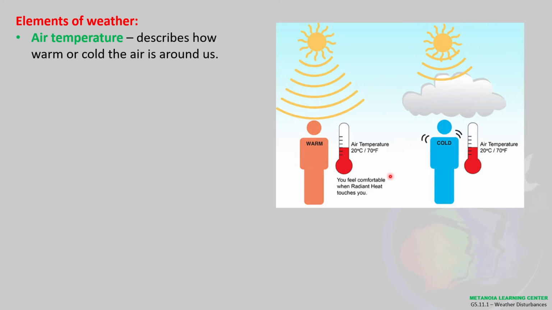So without directly being hit by the sun's rays or the radiant heat, we can observe that the illustration tells us that this person here feels cold compared to this person here who feels warm. So given the fact that even though you have the same air temperature, the temperature that you feel is somehow different. Okay? So air temperature only refers to the temperature of air around us, not how we feel, yung actual temperature na experience natin. Okay?